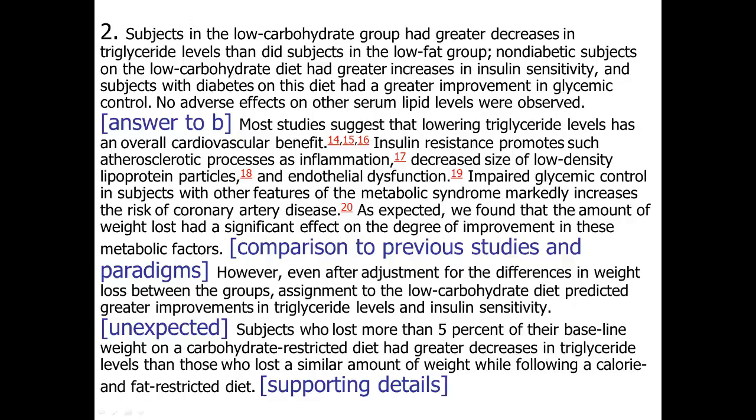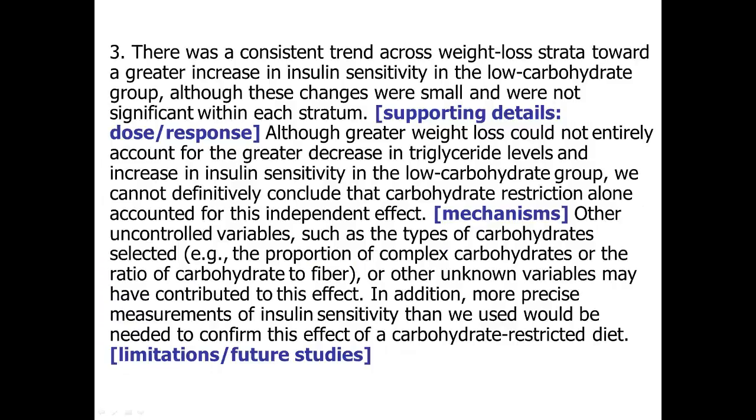So that's our context. We get some more supporting details. So they're talking about their own data. Well, hey, we think this finding is robust because it was consistent across different weight loss strata. Here's, again, some more speculation about mechanisms, and then we start in on the limitations. So other uncontrolled variables or other unknown variables may have contributed to this effect. In addition, we didn't measure insulin sensitivity as precisely as we could have. So there were some limitations. There's some things we might want to do in a future study.